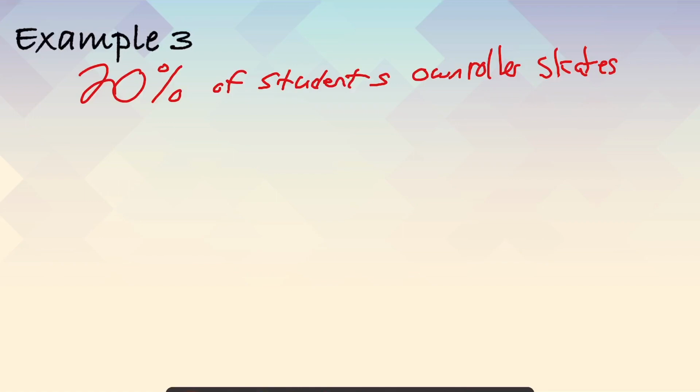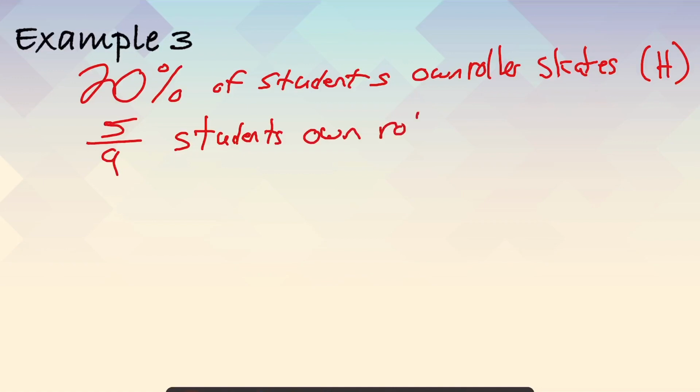Okay, 20% of students own roller skates, or roller shoes, I guess it says. And that was Mr. Wang's class, so I'll put an H. Mrs. Trevino's class, 5 out of 9 students own roller skates, or roller shoes, or whatever they're calling them. Okay, and that was Trevino's class.